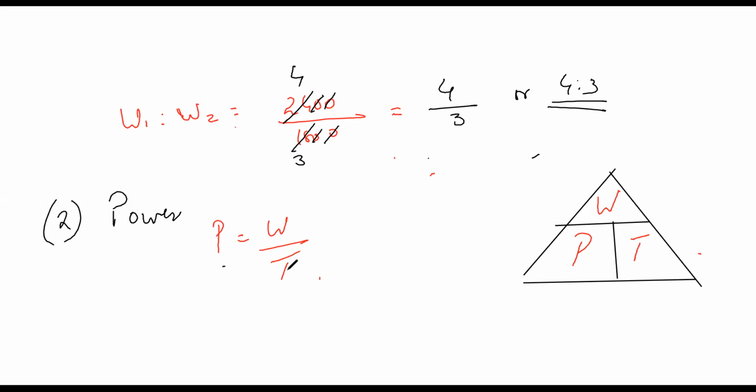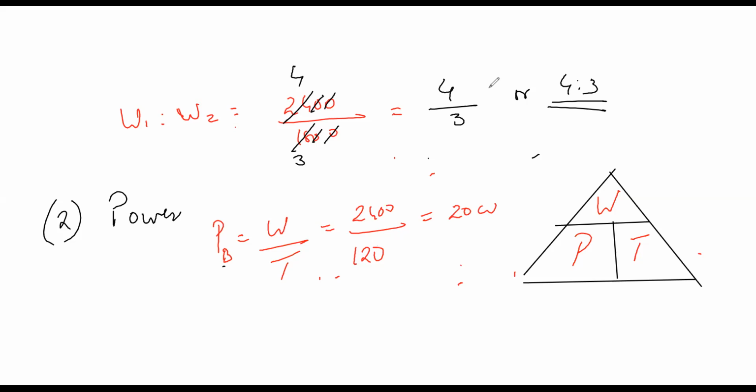Correct. So power of the boy, PB, is equal to work done. Work done is coming as what? 2400 by time. Time is given as what? 2 minutes. 2 minutes in the sense 120 seconds. 120 seconds. So 12 into 20 is 240, 2400 by 120, we get 20 watts.